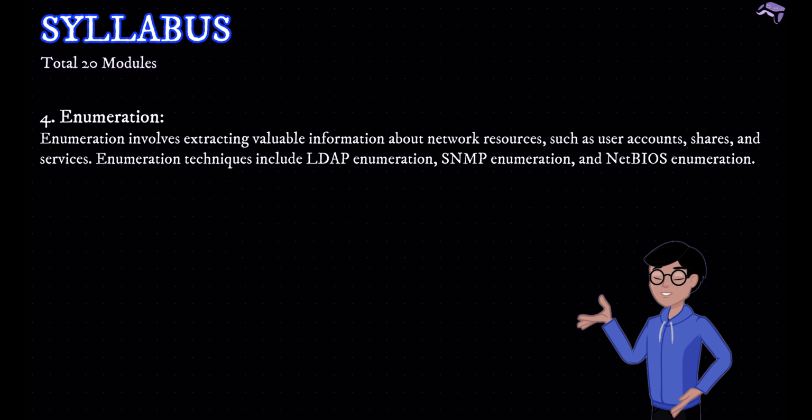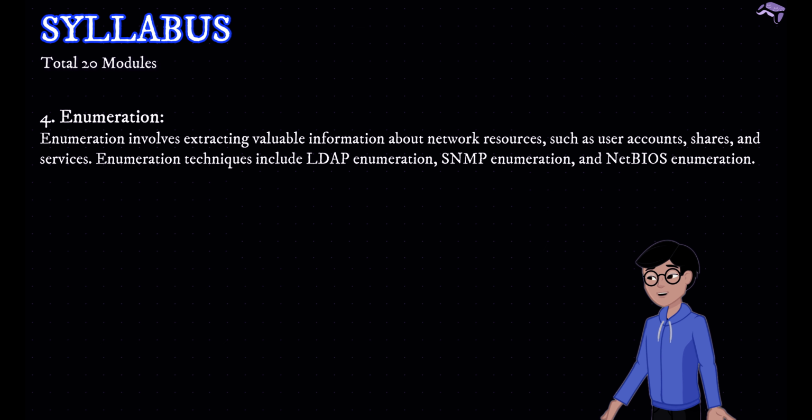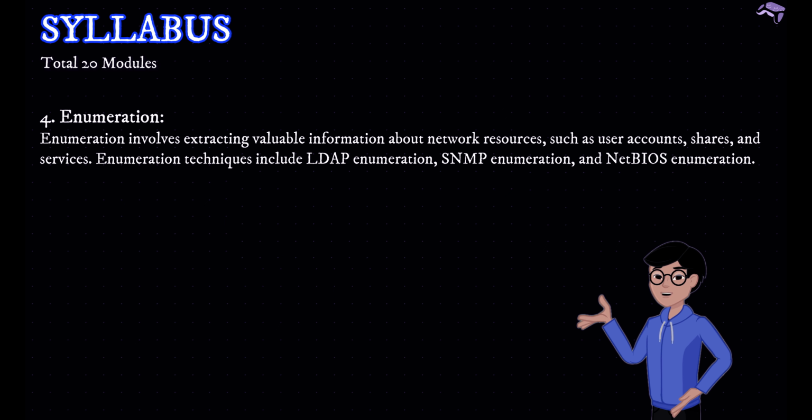For example, enumeration is similar to counting the number of rooms in a house. By exploring each room and identifying its contents, you gain a better understanding of the house's layout and potential vulnerabilities.